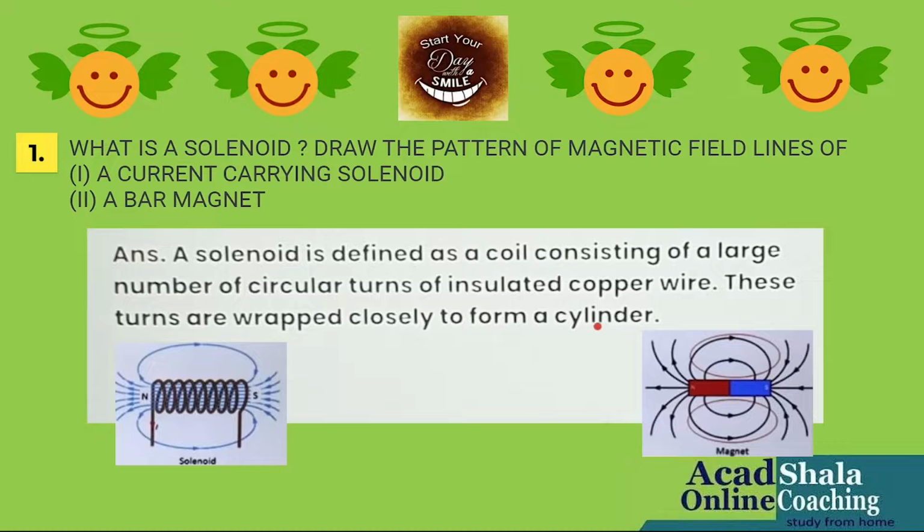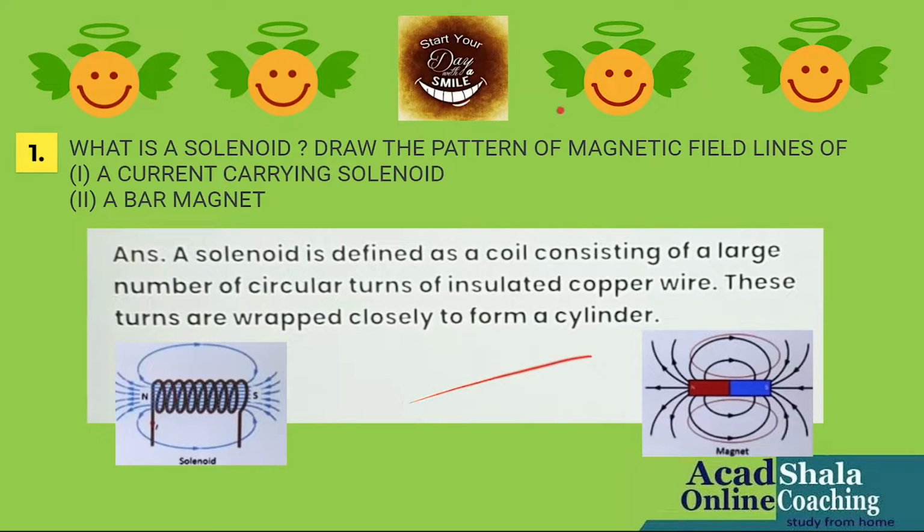Right, children? Okay, the second part says, draw the pattern of magnetic field lines of a current carrying solenoid. Yes, this is a current carrying solenoid which I've shown you. So these diagrams are very, very important. So it can be asked, or you should be able to draw the diagram in a very well versed manner. And a bar magnet is also here and the solenoid is also here. So please do not forget to practice these diagrams, which is very, very essential for your exams.